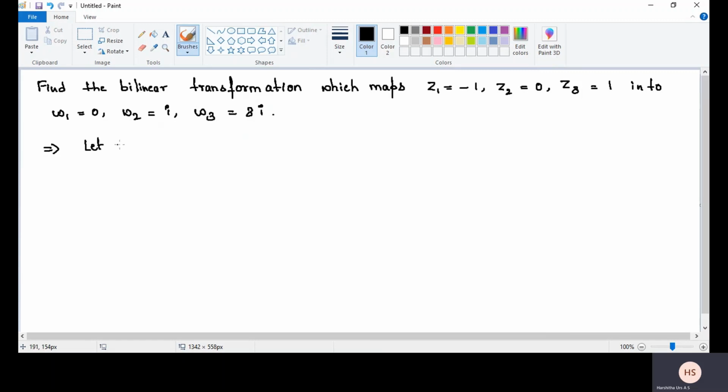Solution. Let w is equal to az plus b divided by cz plus d be the required bilinear transformation.